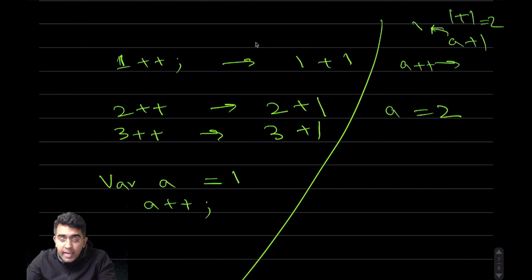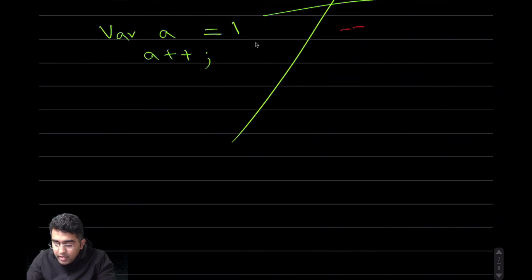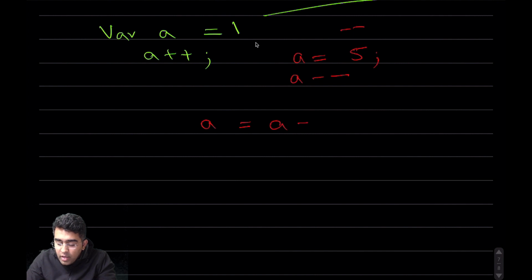So this is an increment operator. We'll take a look at the demo as well. Now, similar to the increment operator, we have the decrement operator, minus minus. Let me just go down a bit and remove this line of code. Now if I say a is equal to 5, and then I go to the next line and say a minus minus, the compiler will perform this operation. It will say a will be equal to a minus 1.